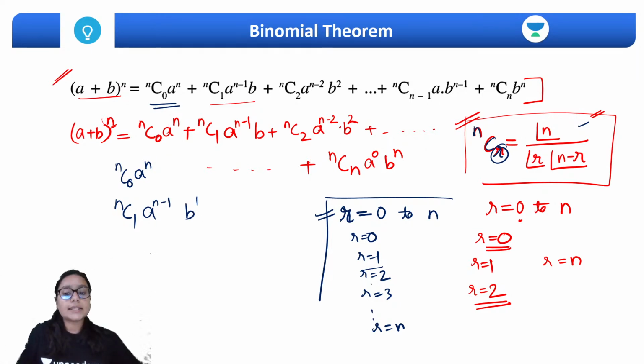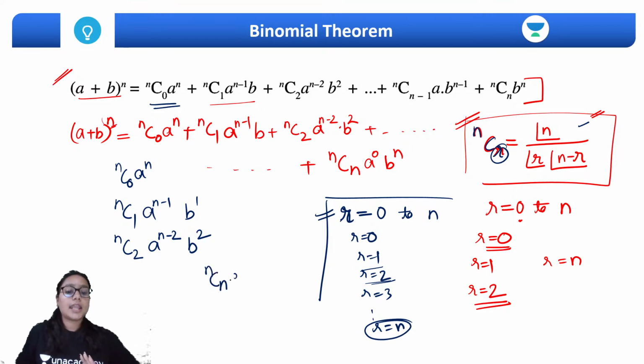Okay, now when I take the value of r as 2, this will be nC2, the power of a will be n minus 2, and the power of b will be increased by 1 again, 2. Alright, so this is how the entire pattern will continue. All the terms will be like this, and the last term will be when you take the value of r as n. So this will be nCn a raised to the power 0 and b raised to the power n. Alright, is this clear now?